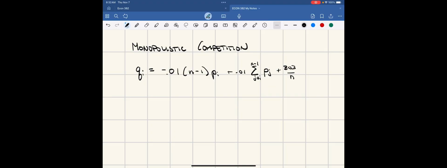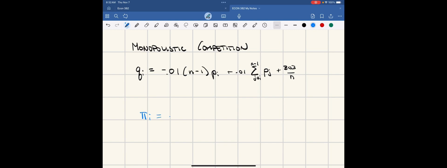Here's an example of monopolistic competition. So here is the cost function of firm i, which we note is a function both of the price of firm i and the price of all the other firms that don't include firm i. So let's go ahead and start this by writing out our profit function.